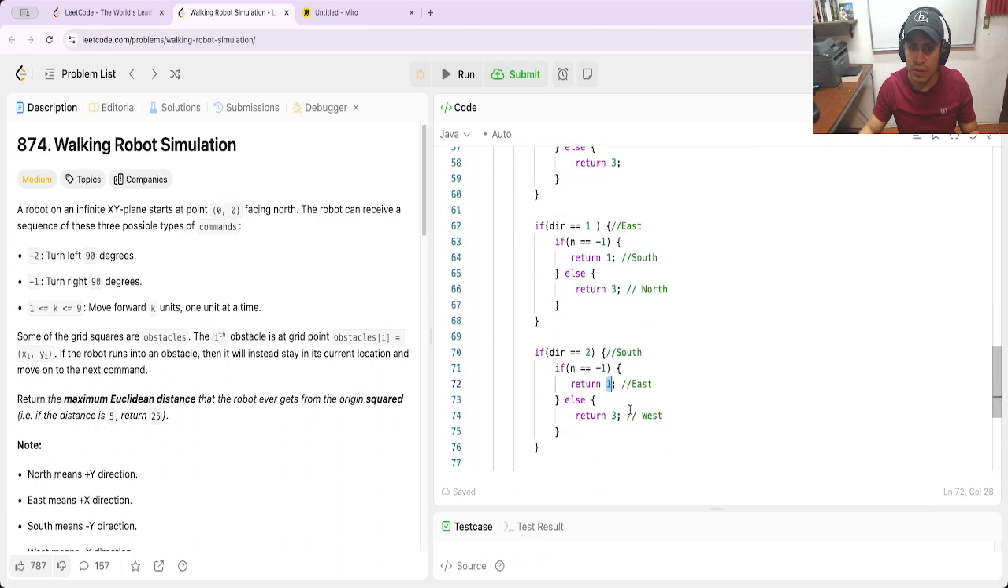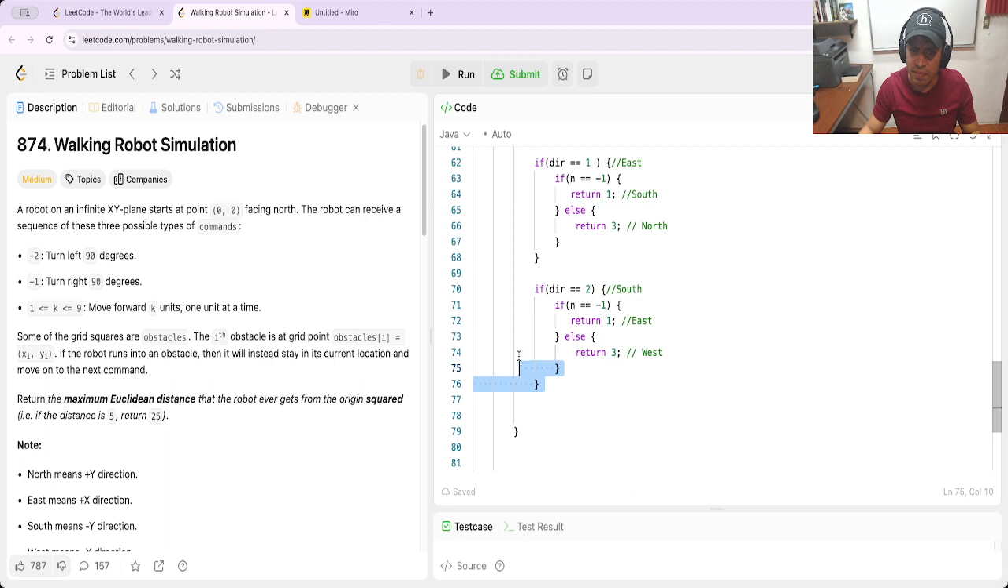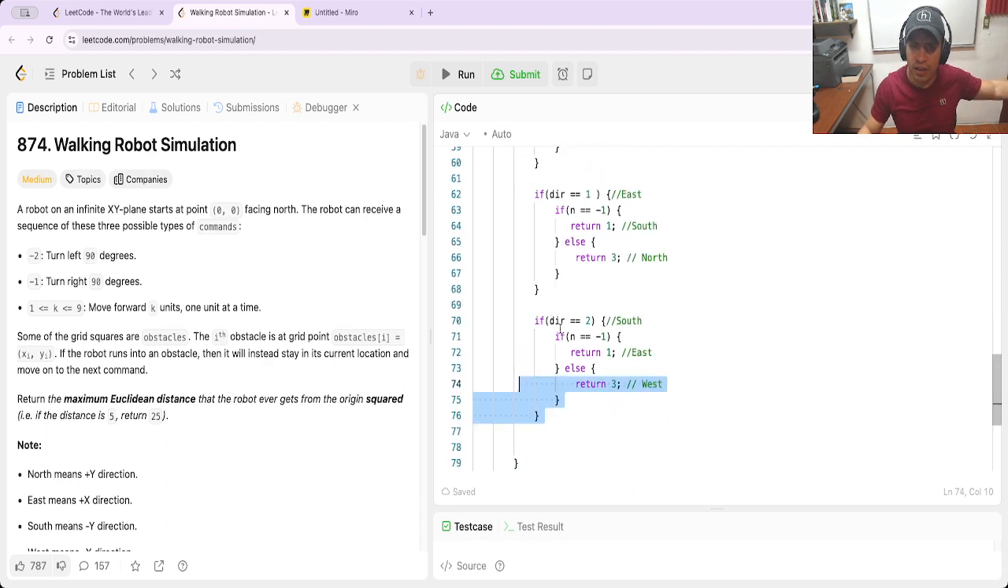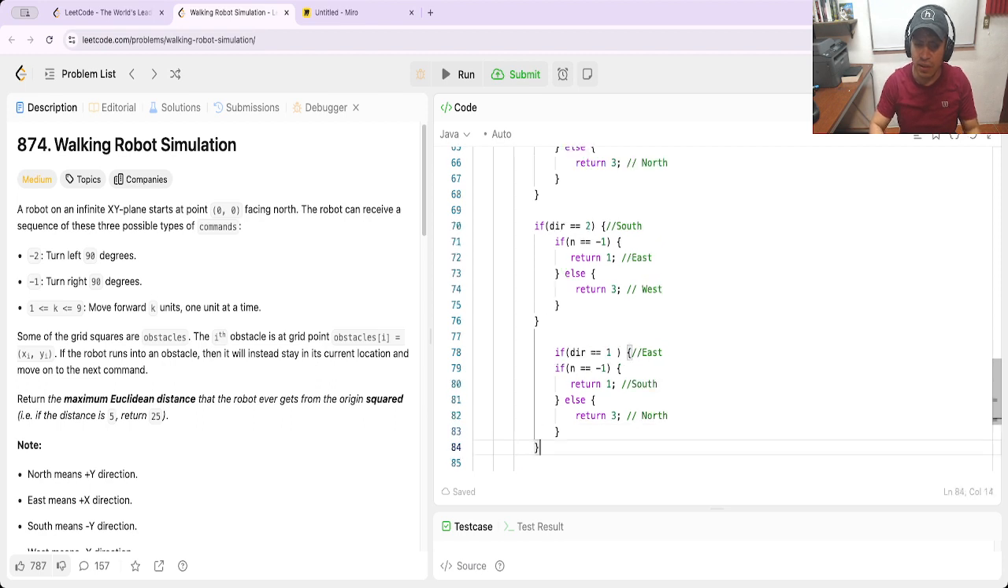South is 2. West, I think that is the same. And for the west, if we are in the west, that is 3.